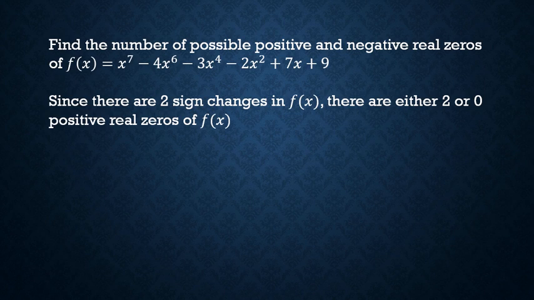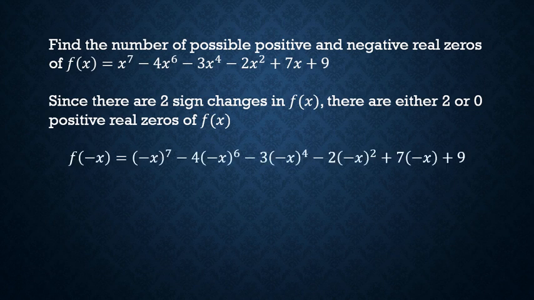That's the easy half of this. Finding the number of possible negative real zeros, it's a tongue twister. Try saying that 5 times fast. Finding the number of possible negative real zeros does take a little bit more work to do beforehand. To do that, we're going to need to find f of minus x. So I'm going to take this function, f of x here, and anywhere I see an x, I'm going to substitute in a minus x.